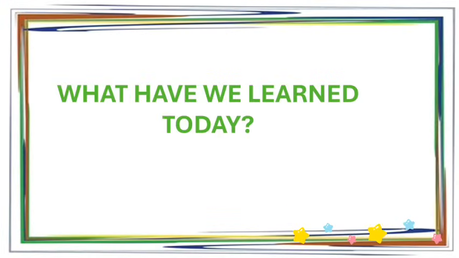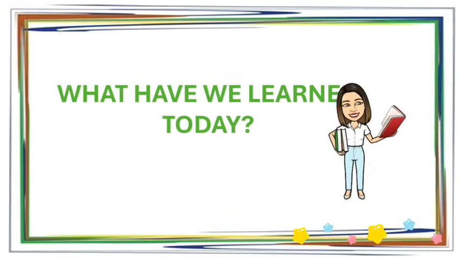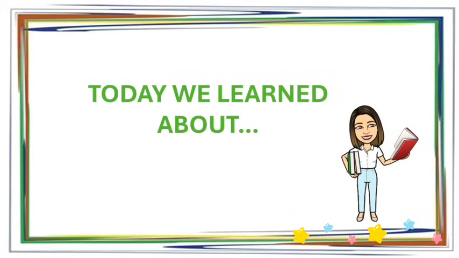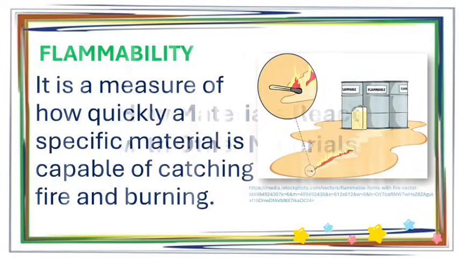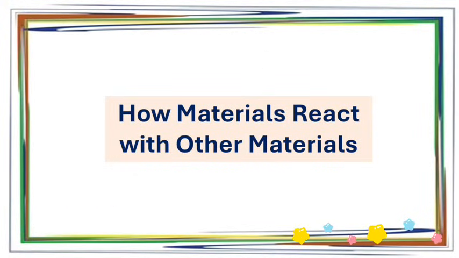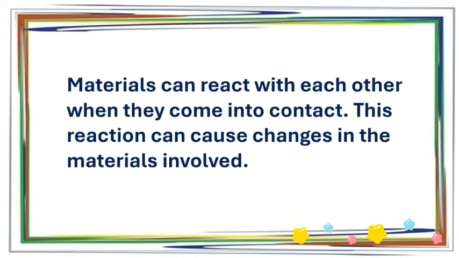What have we learned today? Today, we learn about flammability. It is a measure of how quickly a specific material is capable of catching fire and burning. How materials react with other materials. Materials can react with each other when they come into contact. This reaction can cause changes in the materials involved.